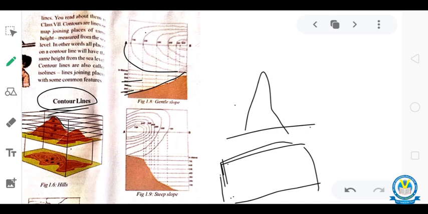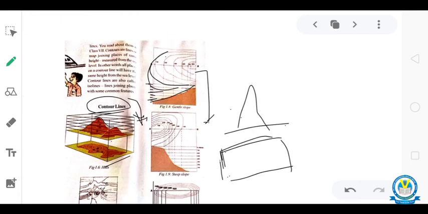So the contour line joins places with some features. Contour lines are also called isolines. These lines are irregular in shape, depending upon the landform. Okay, clear? Okay, students, thanks for watching.